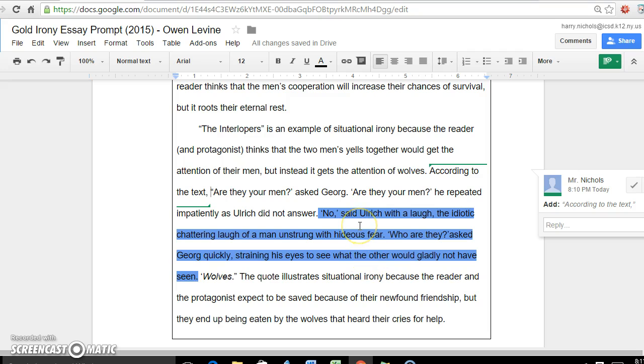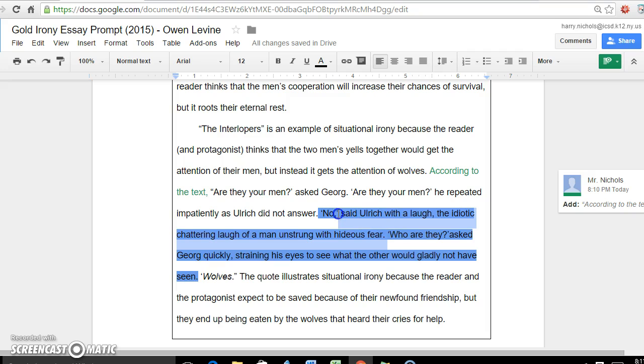Are they your men? Are they your men? Are they your men? Asked George. Are they your men? He repeated impatiently as Ulrich did not answer. No, said Ulrich with the idiotic chattering laugh of a man unstrung with hideous fear. Who are they? Asked George quickly, straining his eyes to see what the other would gladly not have seen. Wolves.